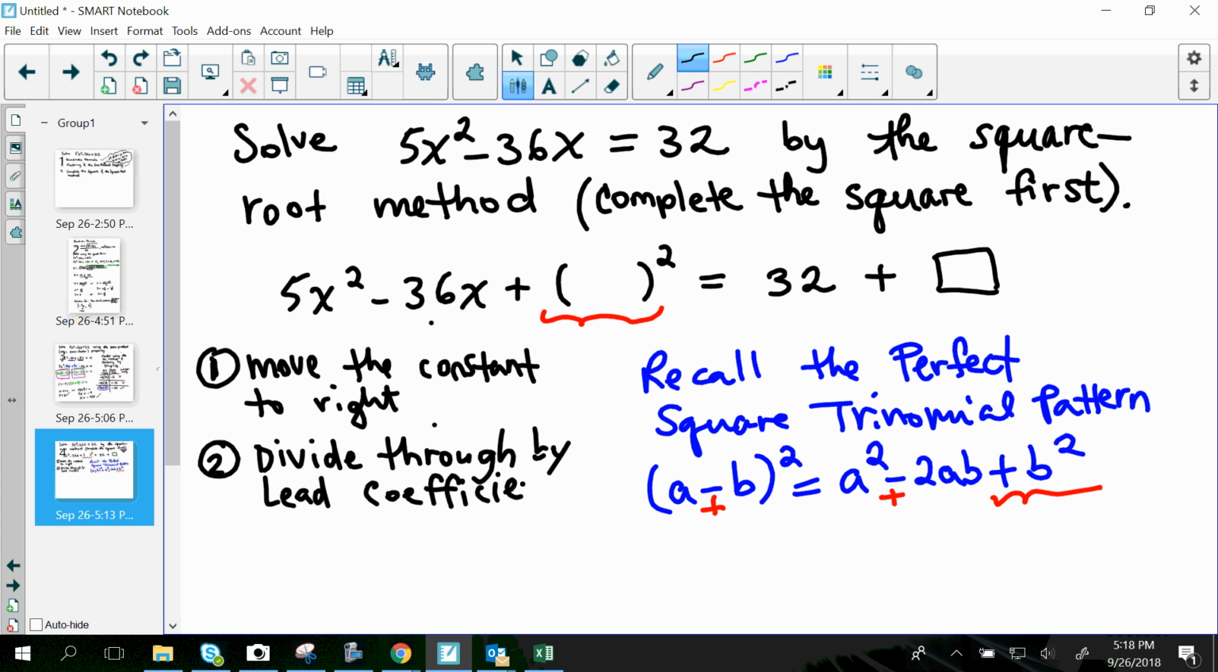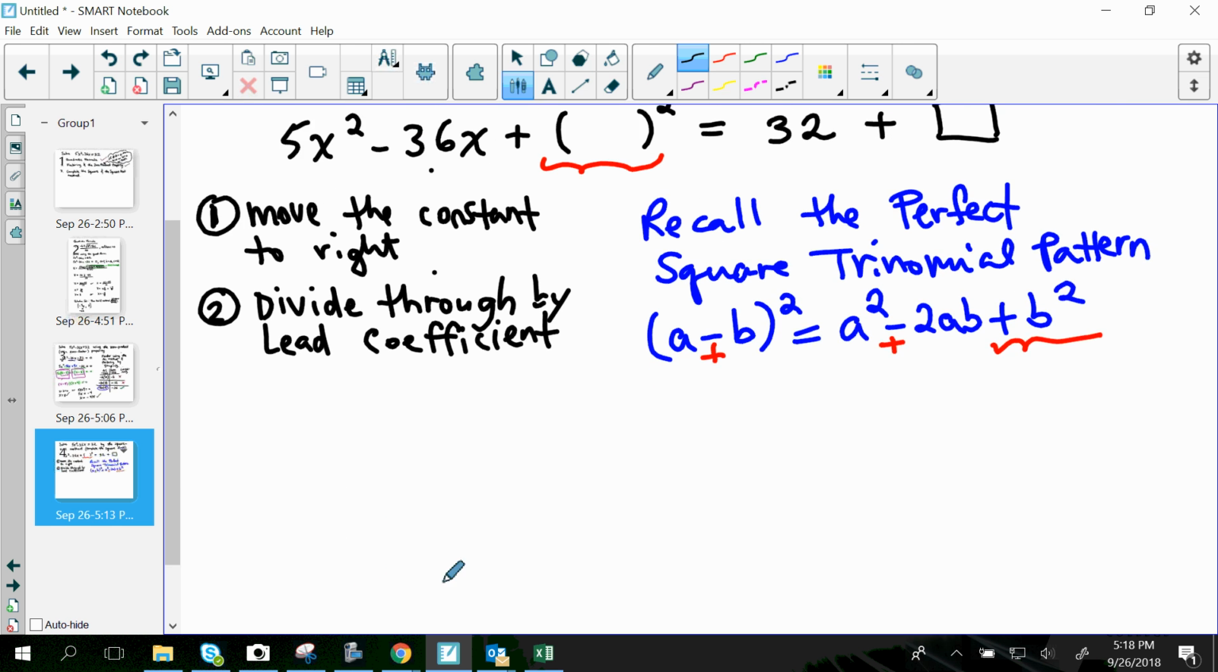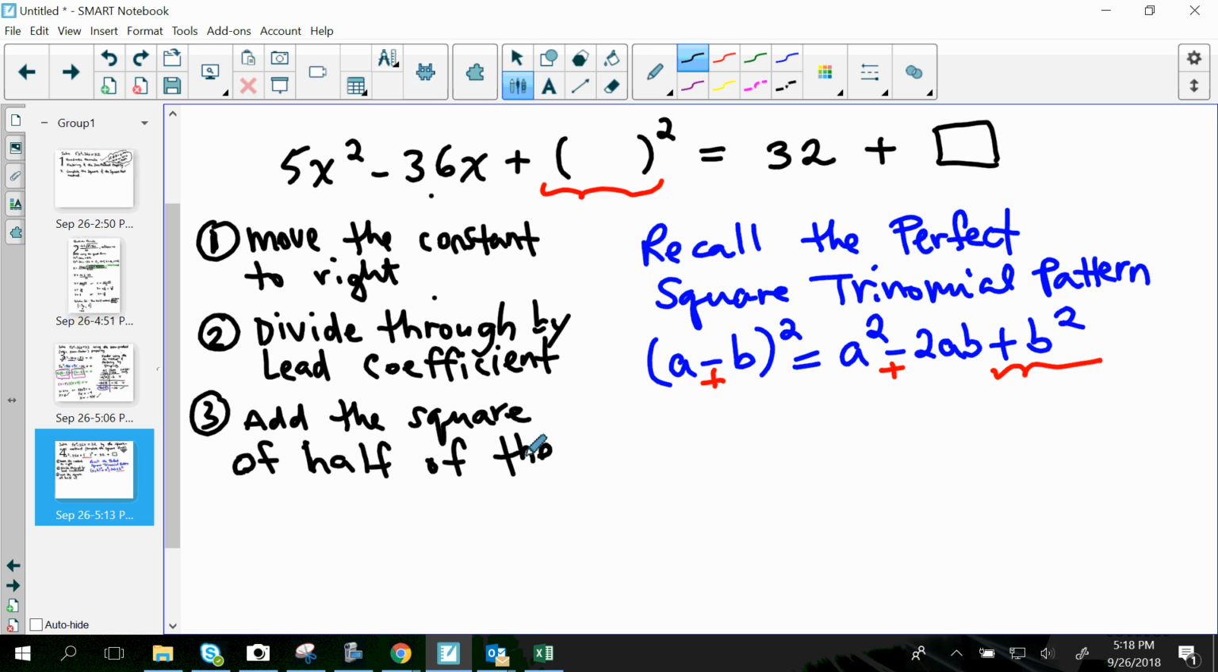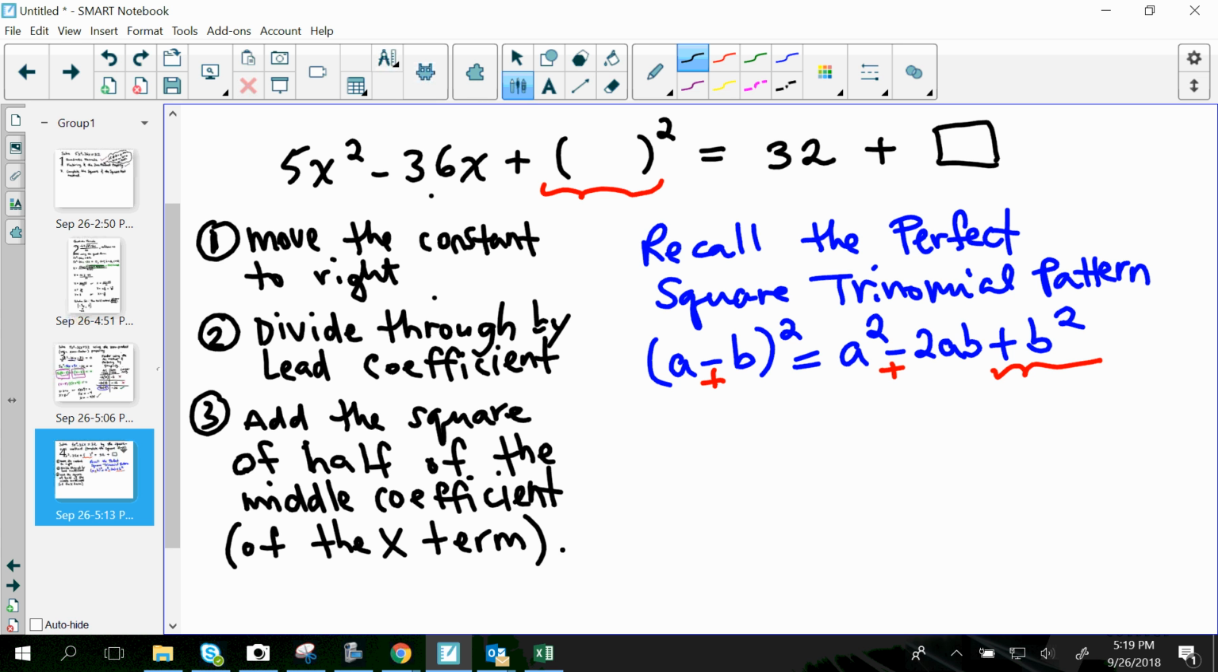Coefficient. And then we can start to add on something that needs to be added on, which is then add the square, meaning raise it to the power of 2, the square of half of the middle coefficient, or the coefficient of the x term. Not the x squared term, but the x term. Okay.